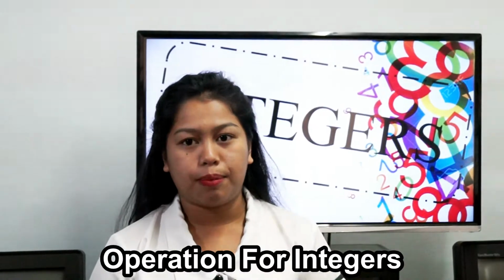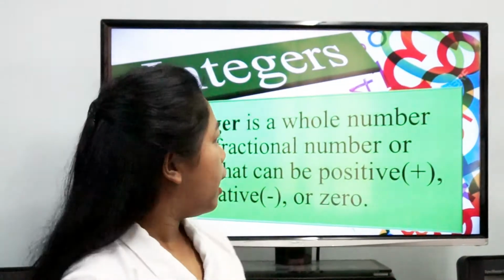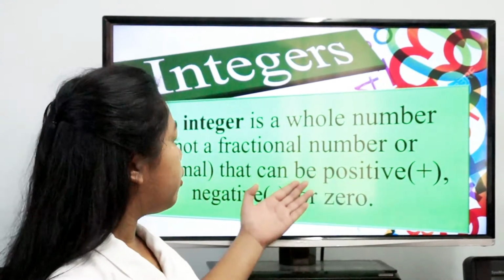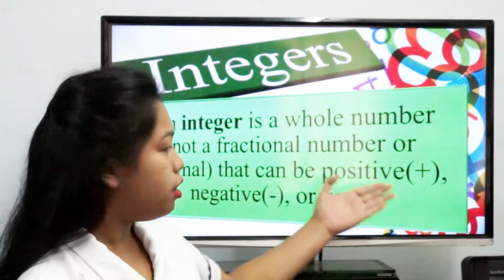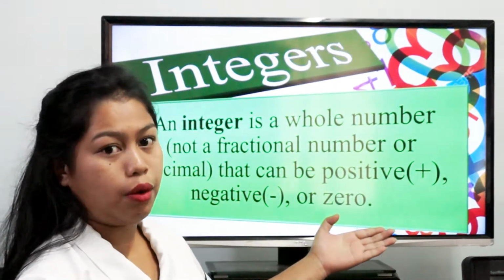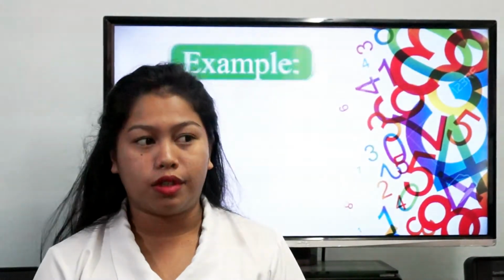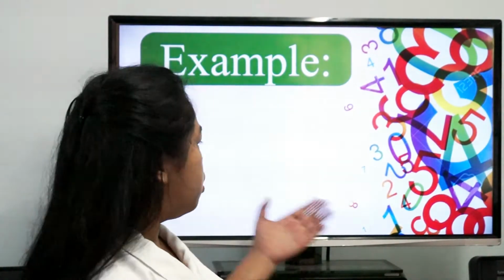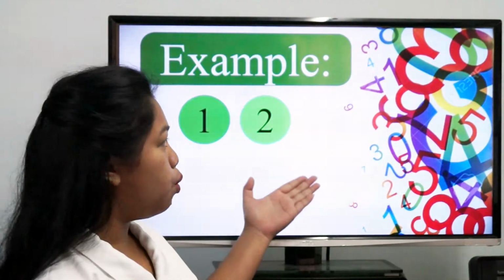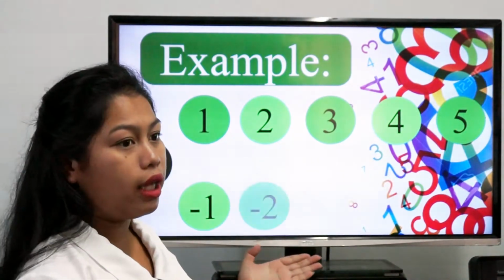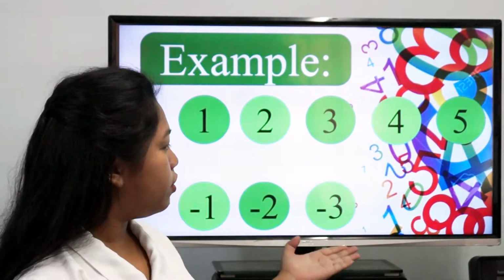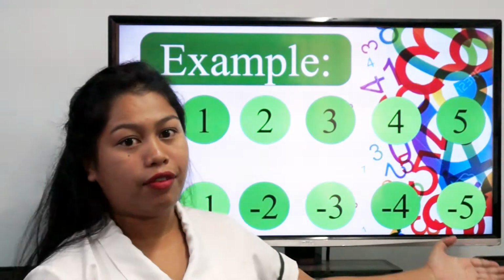In this lesson, we will talk about integers. But before that, we will define first what is an integer. An integer is a whole number, not a fractional number or a decimal. It can be positive, negative, or zero. Here are some examples of integer. We have 0, 1, 2, 3, 4, 5, negative 1, negative 2, negative 3, negative 4, and negative 5.